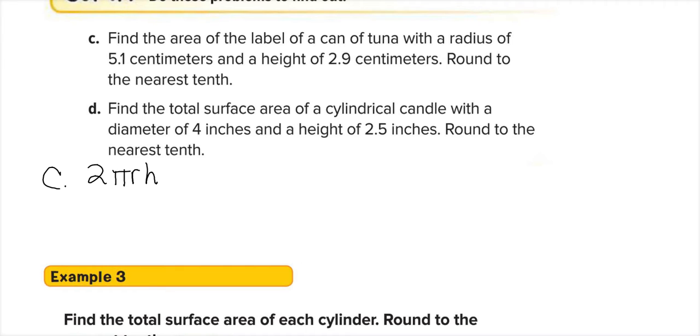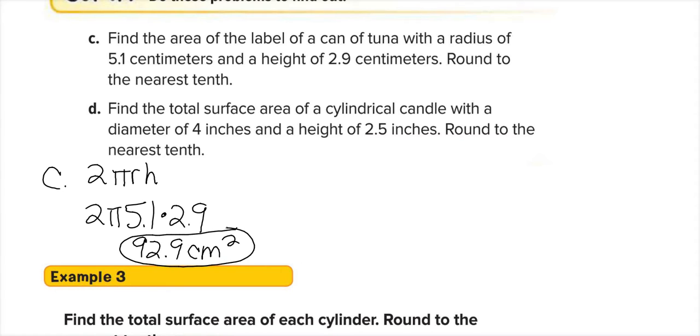All right, so in this case we have 2 pi, and then the radius they said was 5.1. And the can of tuna has a height of 2.9. Okay, so let's type that in then. So we've got 2 pi times 5.1 times 2.9. We got 92.9, and that would be centimeters squared.